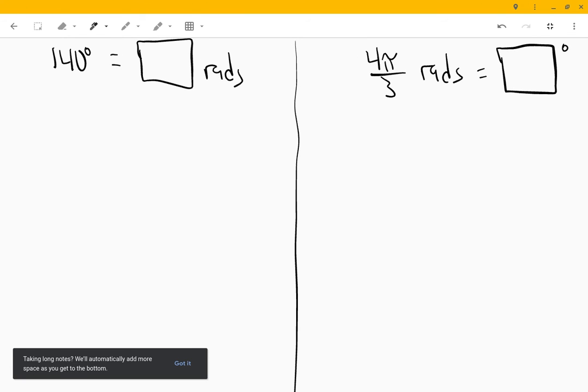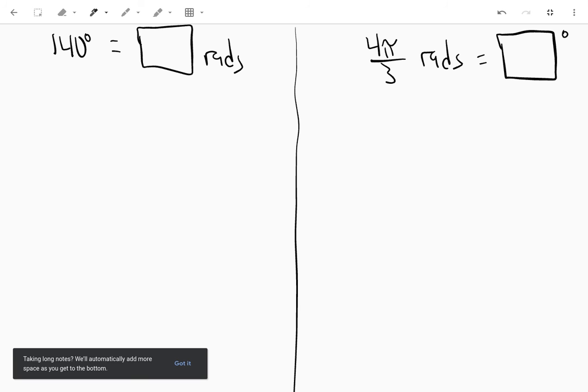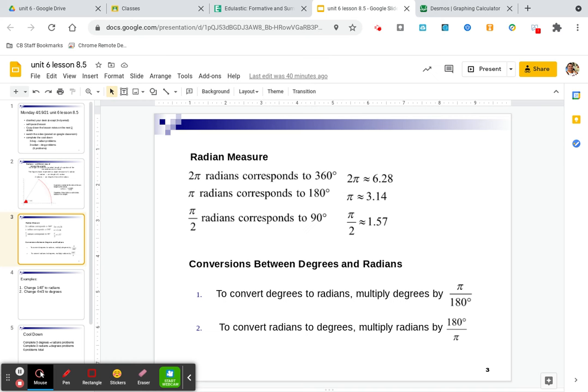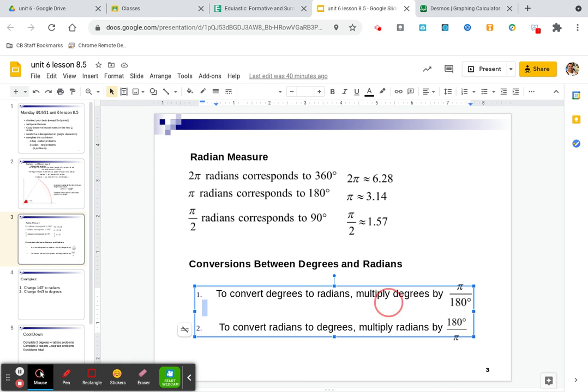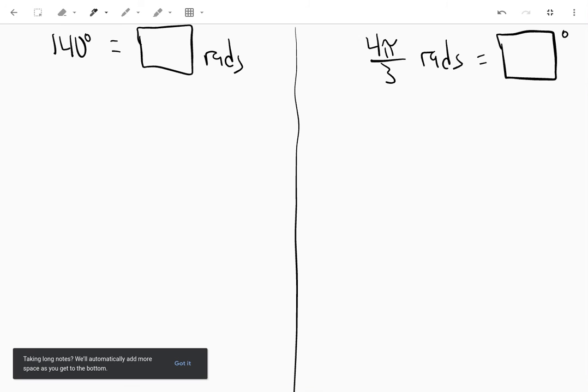My first example, off to the left here, is I'm going to convert 140 degrees to radians. So I'm going from degrees to radians. The lesson notes say if I'm going from degrees to radians, I have to multiply the degrees by pi over 180, and that's exactly what I'm going to do. I'm going to take the 140 degrees and multiply that by pi over 180, and simplify. So I get 140 pi over 1 times 180.